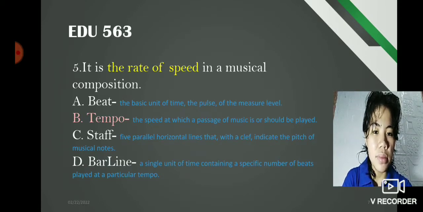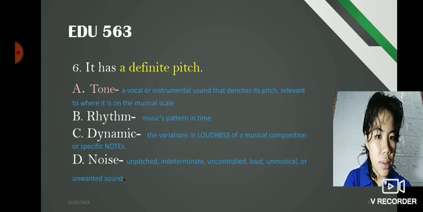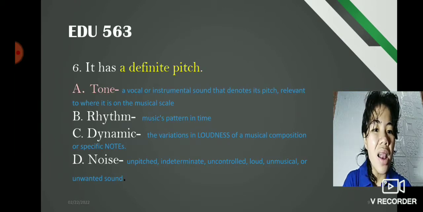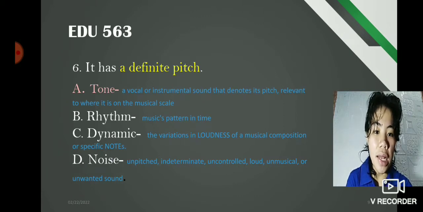Next is, it has a definite pitch. Okay, it has a definite pitch. The answer here is tone. Why tone? Because it is a vocal or instrumental sound that denotes its pitch, relevant to where it is on the musical scale. While the rhythm is just a music pattern in time. The dynamic is the variation in the loudness of a musical composition or specific notes. While the noise is unpitched, indeterminate, uncontrolled, loud, unmusical, or unwanted sound. So the answer here is the tone. The tone has a definite pitch.